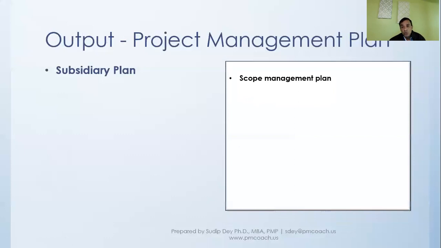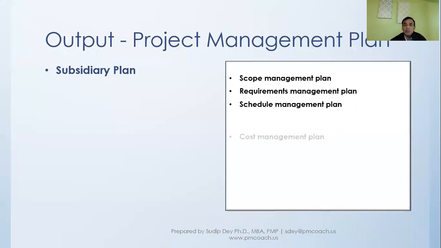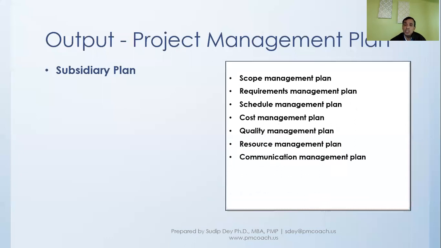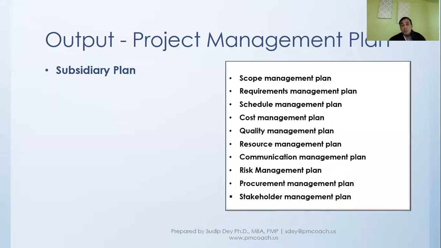Scope management plan, we'll look at it more, and it will talk about the scope. Requirements management plan, again we'll discuss in the next knowledge area. Then schedule management plan in terms of time, cost management plan, quality, resource, communication, risk, procurement, stakeholder. So all these subsidiary plans will come about and get integrated into the project management plan. And each of the subsidiary plans we'll talk about when we get into the respective knowledge areas.